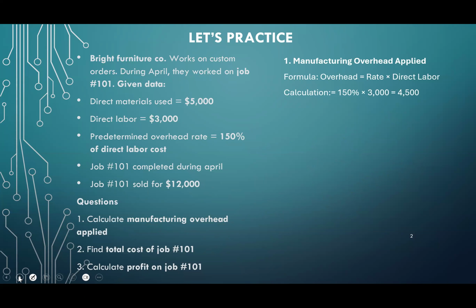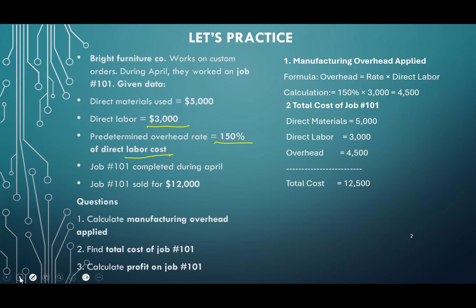So the manufacturing overhead that we are applying to this job, because the rate was already given, is the rate of 150% and direct labor cost, because I was told I should use direct labor cost. I put these two together and I have the amount of manufacturing overhead applied to this job. Everybody okay? All right.